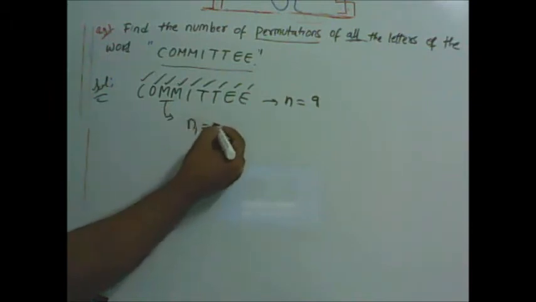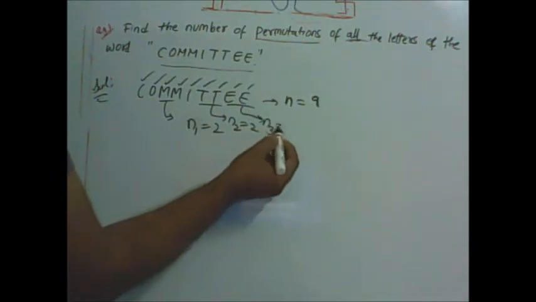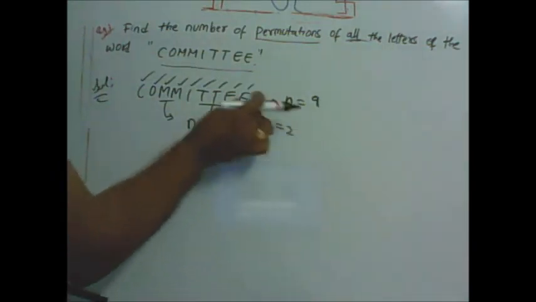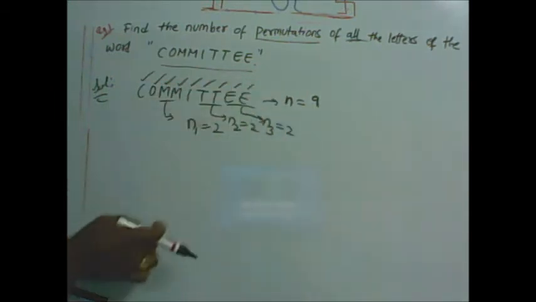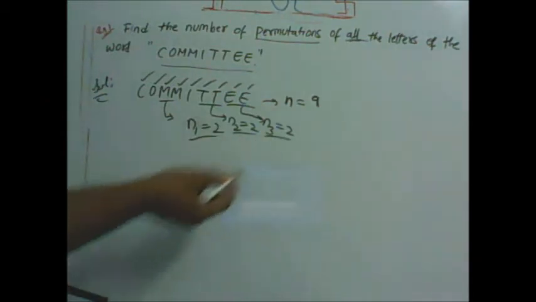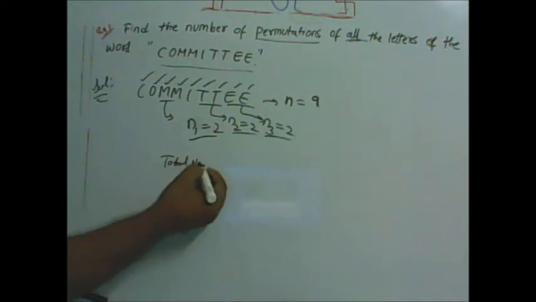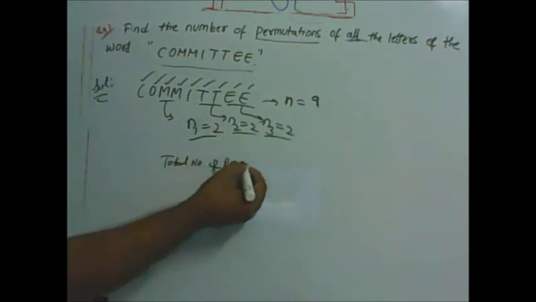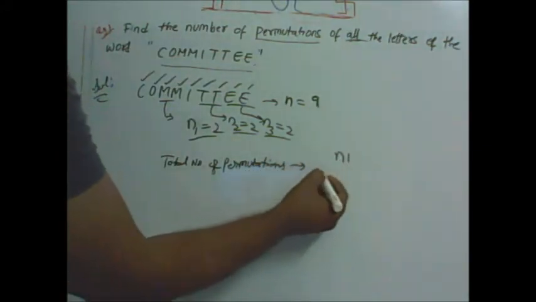Now, similar kind of alike elements. 2 n's are there. N1 equal to 2. Again, 2 t's are there. N2 equal to 2. 2 e's are there. N3 equal to 2. So 2 e's, 2 t's, 2 n's. 2 elements alike, 2 t's alike, 2 e's alike.